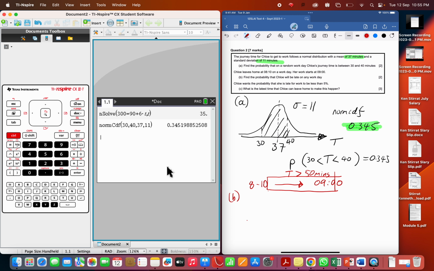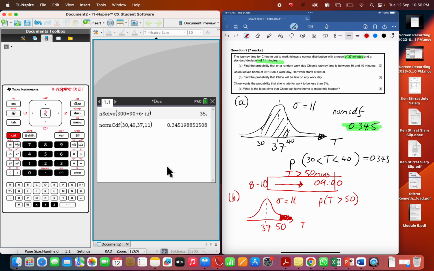So we're going to draw the picture again. Here's journey time. The journey time in terms of the distribution has not changed. This is still 37. This sigma is still 11. And we want to know what's the probability Chloe will take more than 50 minutes for her journey, because then she'll be late. So we're actually looking for the probability of t greater than 50.